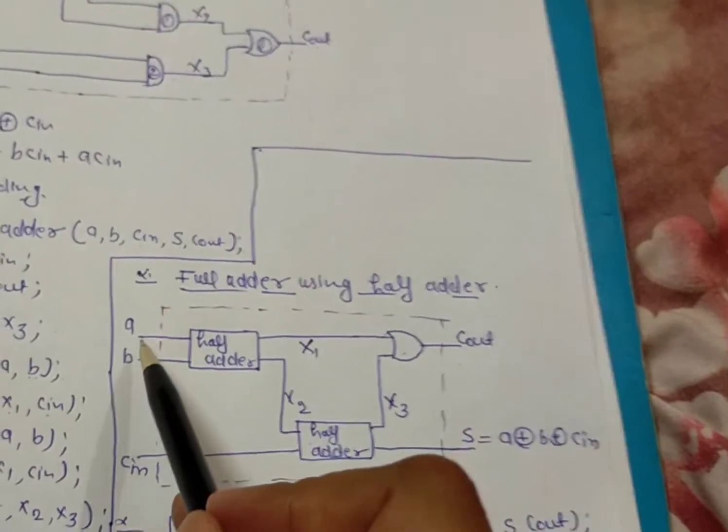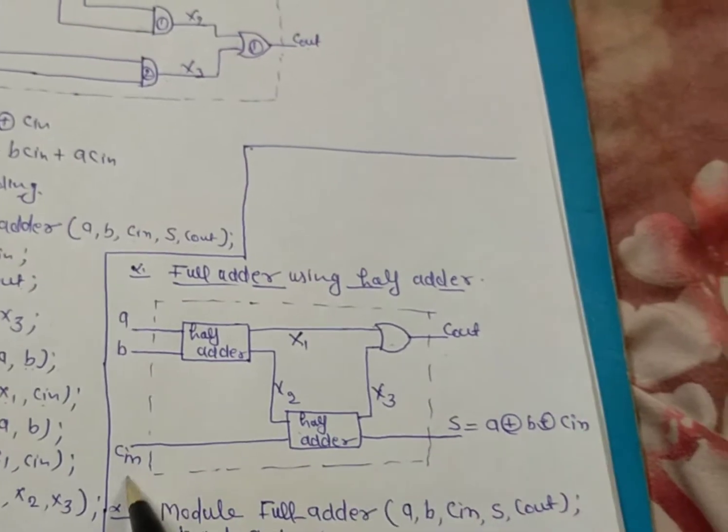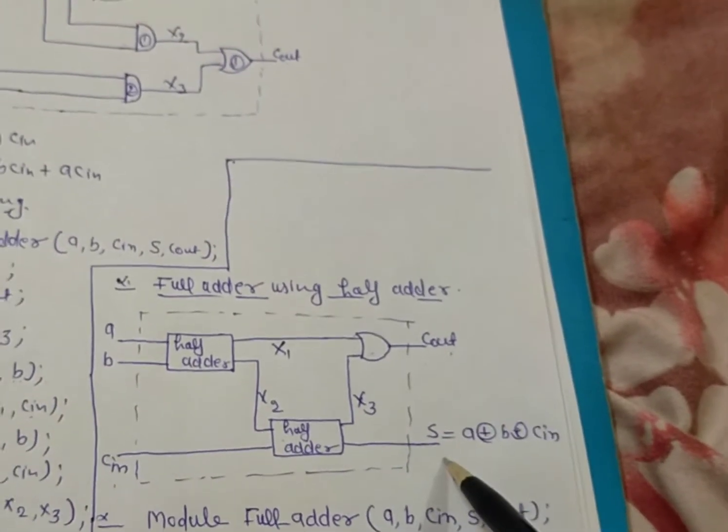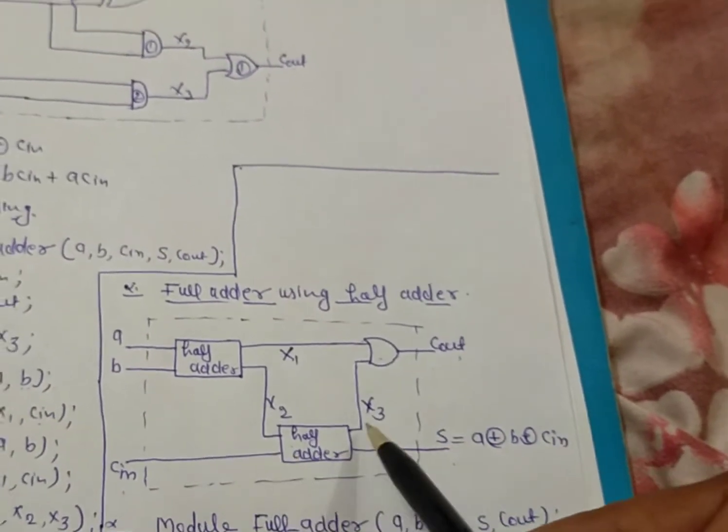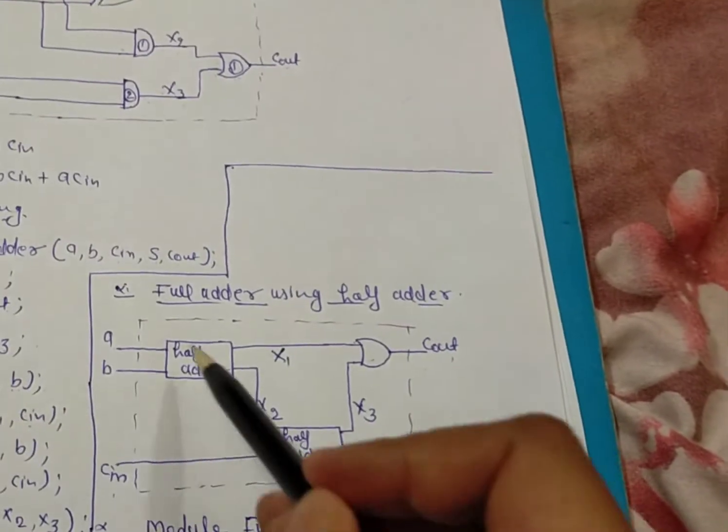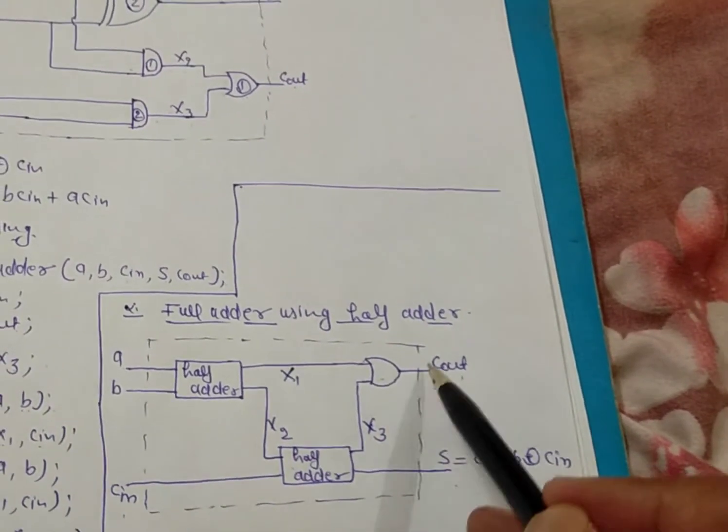Again, the external inputs are A, B and C in, and the external outputs are C out and S. And all this internal circuitry is inside this block.